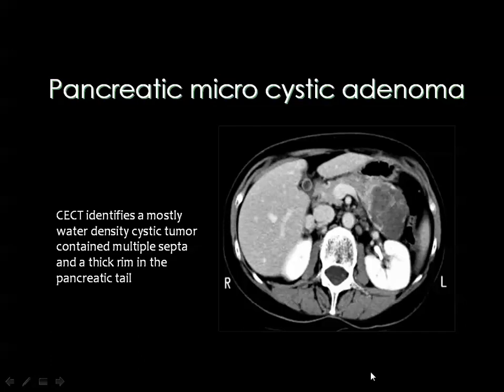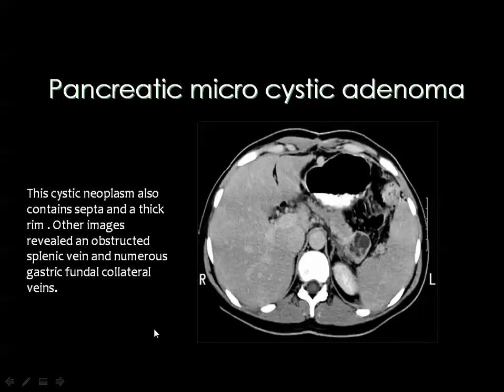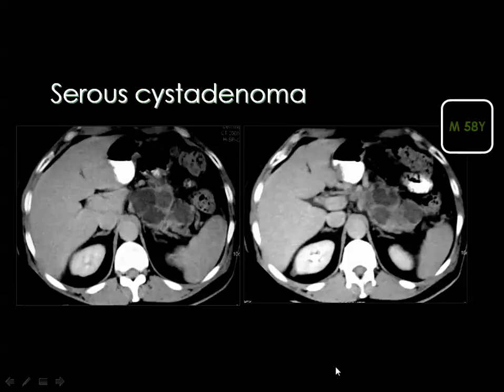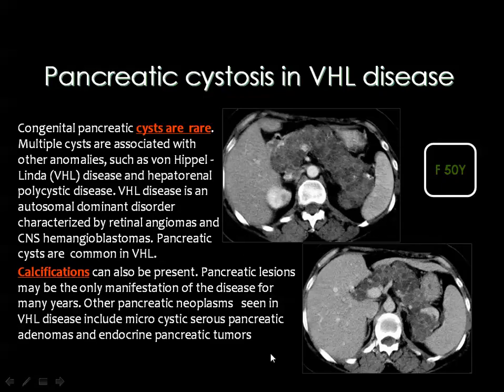Then this is a pancreatic microcystic adenoma, and you see a cystic lesion with internal septations and calcification in the region of the pancreatic tail. Another example of microcystic adenoma of the pancreas with multiple small cystic fluid containing lesions in the region of the pancreatic tail. And this is another example of serous cystadenoma of the pancreas, and you can see multiple fluid containing cystic lesions related to the region of the tail and the body of the pancreas.